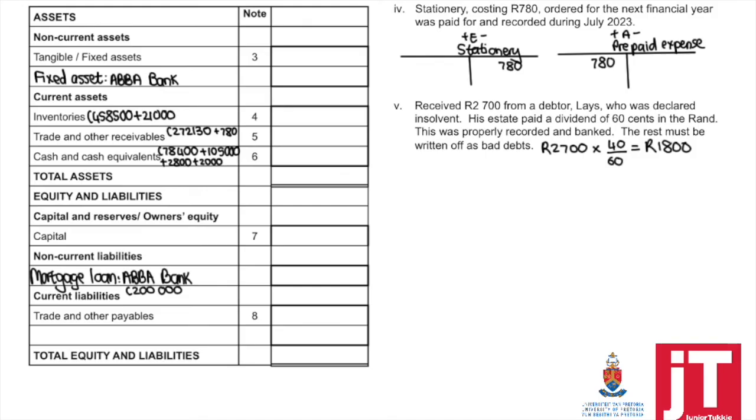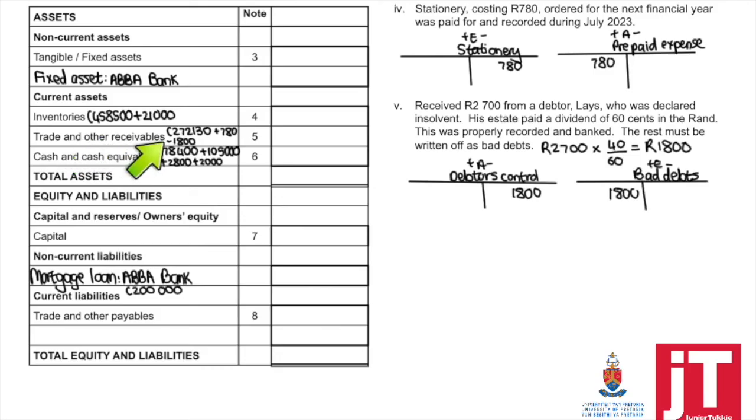Now don't take 2,700 and say times 60 divided by 100. Then you're going to get it completely wrong. That 2,700 is equivalent to the 60 cents which was paid. 40 out of the 60 must then be written off, so 1,800. Debtors control will be credited, bad debts will be debited, so we need to minus 1,800.